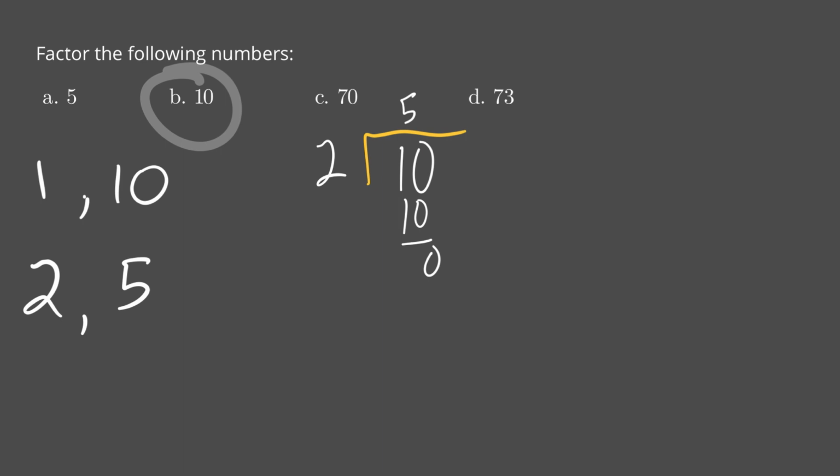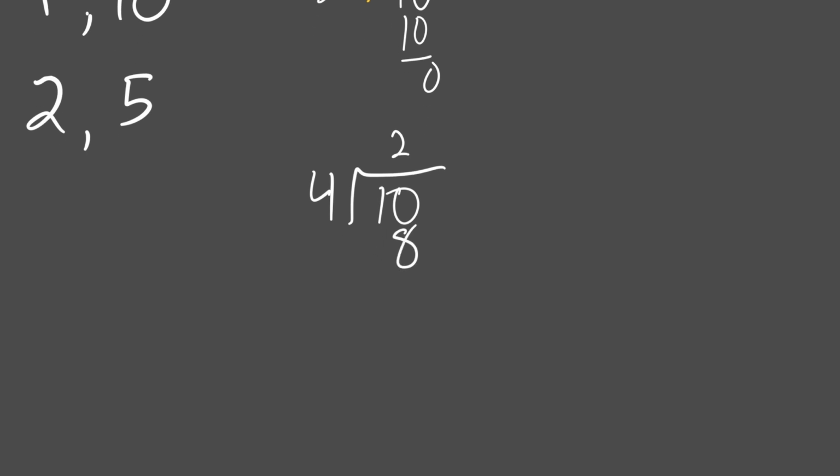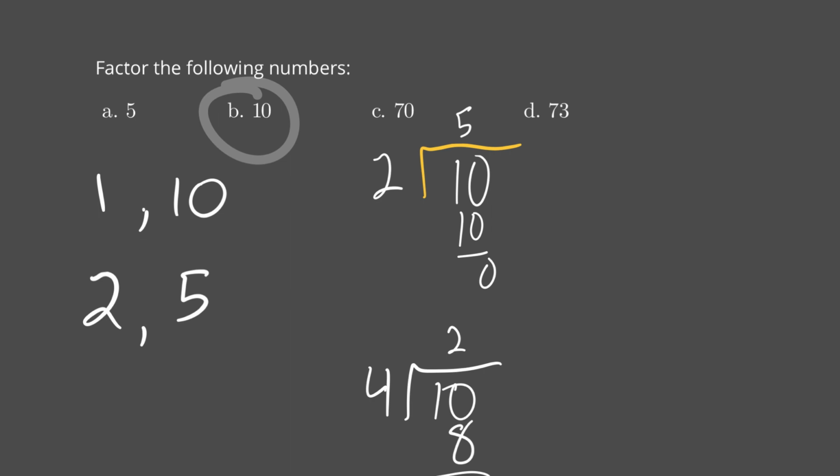Now you're probably picking up on the pattern here. You can see that if we took 3 into 10, it just wouldn't work, right? We'd be left with a remainder. Same thing goes for 4. We can check 4 just for the sake of practice. 4 into 10. 4 goes into 10 twice. That leaves us with an 8. Subtracting it, that's 2, and we have a remainder of 2, and that will not work. So that means our only factors are 1 and 10 and 2 and 5.